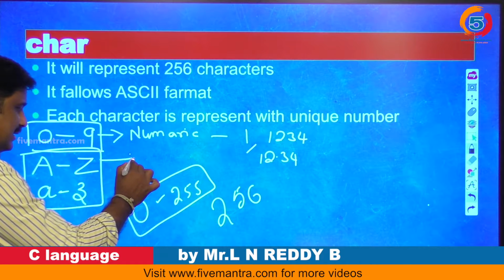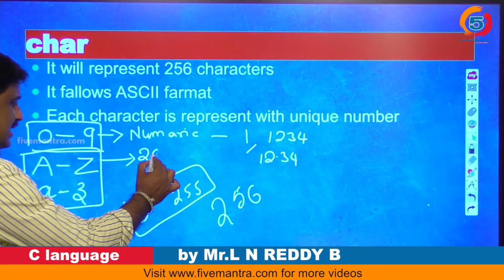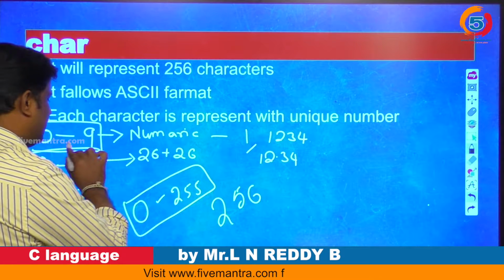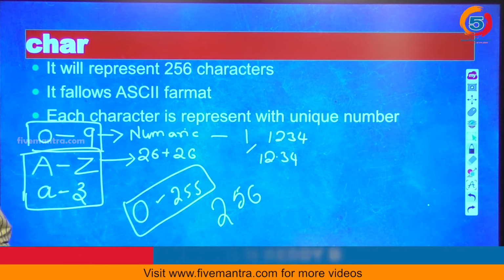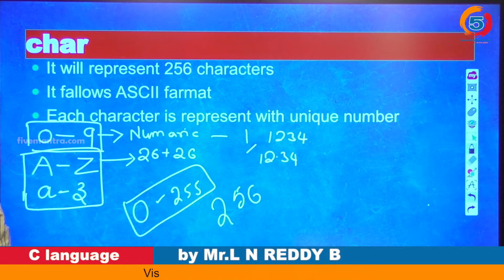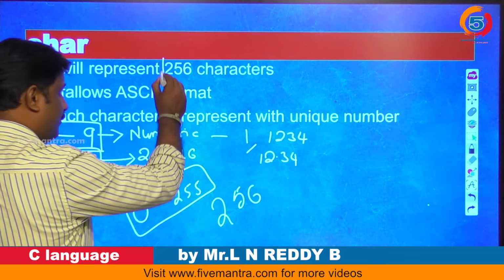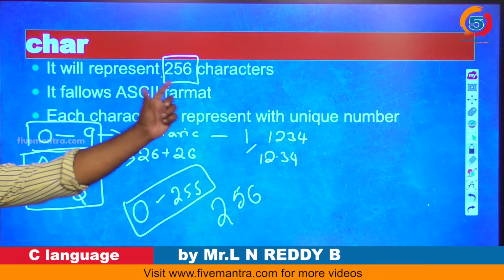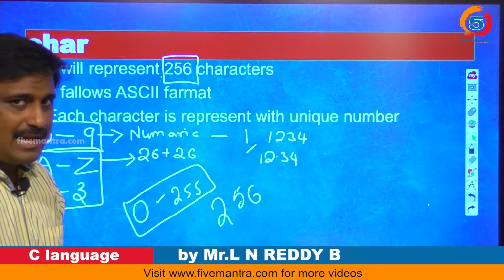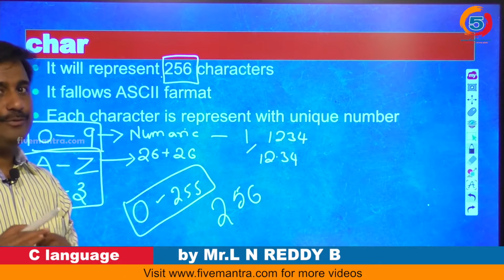Here each character is nothing but 26 letters plus 26, and these are the 10 numbers. Basic representation is this. And if you observe the keyboard, you have a lot of symbols, and each symbol has a unique value in ASCII. I can represent 256 characters using ASCII values. In the ASCII representation, inside a character variable I can hold 256 characters. This is the main important point you have to remember.